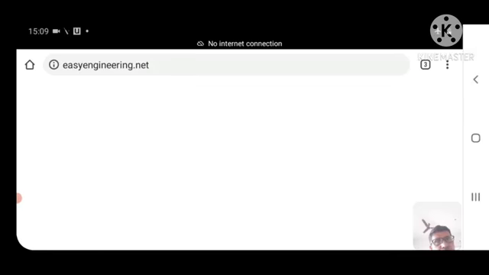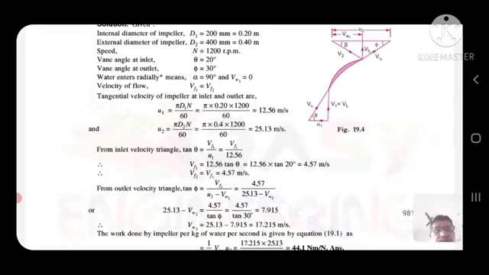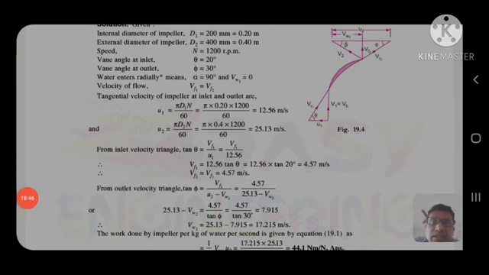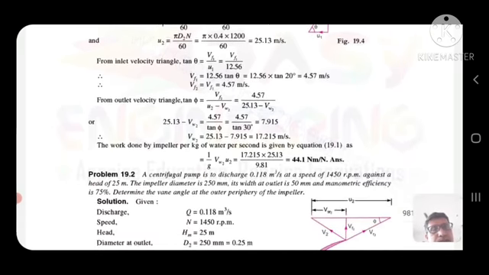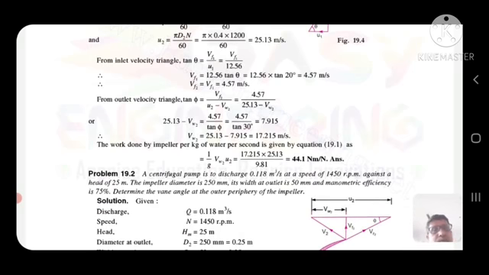Now U1 is pi D1 N by 60. U2 is pi D2 N by 60. From the inlet velocity triangle, tan theta is equal to Vf1 by U1. From the outlet velocity triangle, tan phi is equal to Vf2 by U2 minus Vw2. So 4.57, 25.13 minus Vw2 is equal to 4.57 by tan 30 degrees, 7.915.